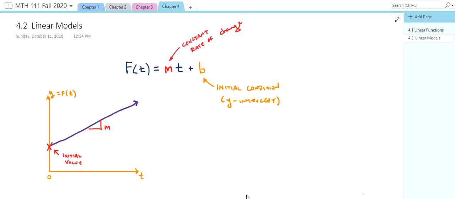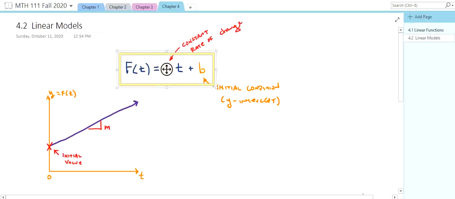But in section 4.2, we're going to talk about linear models. And when we discuss linear models, we're going to discuss models that we can use this function to define. That's a function of some value. Here we're just saying a function of t equals mt plus b, where m is a constant rate of change, t is our independent variable, and b is our y-intercept.